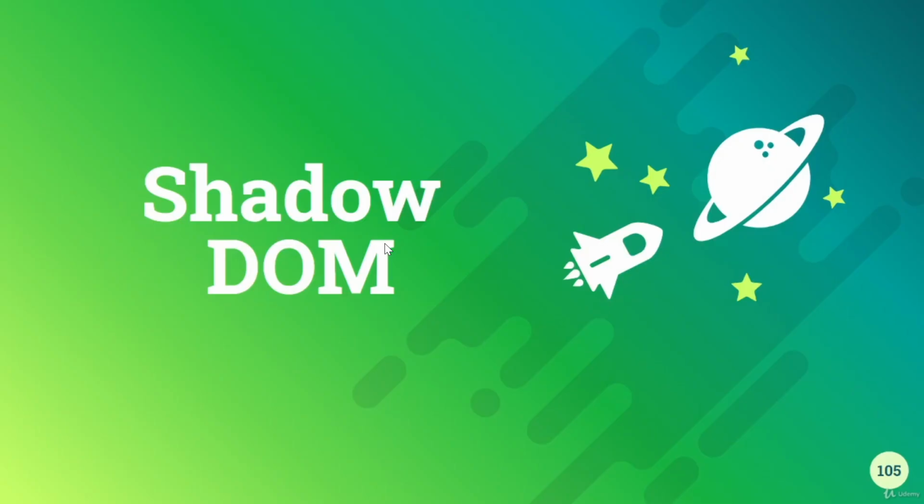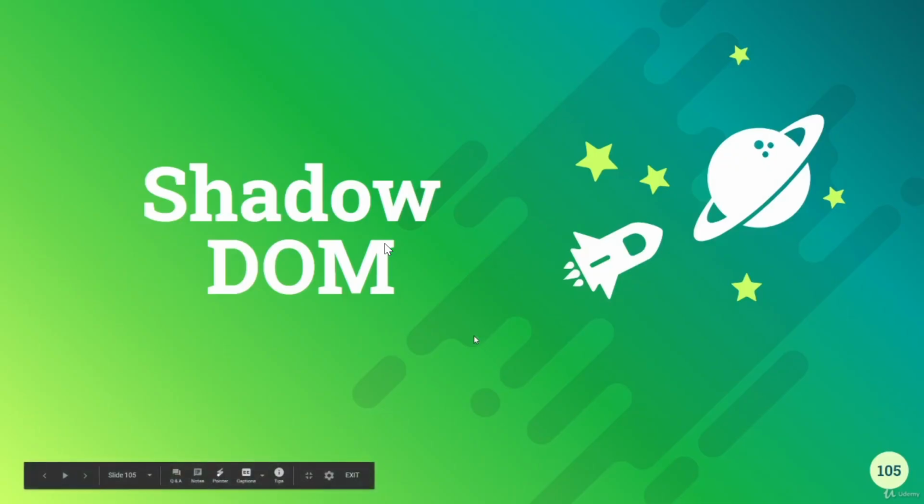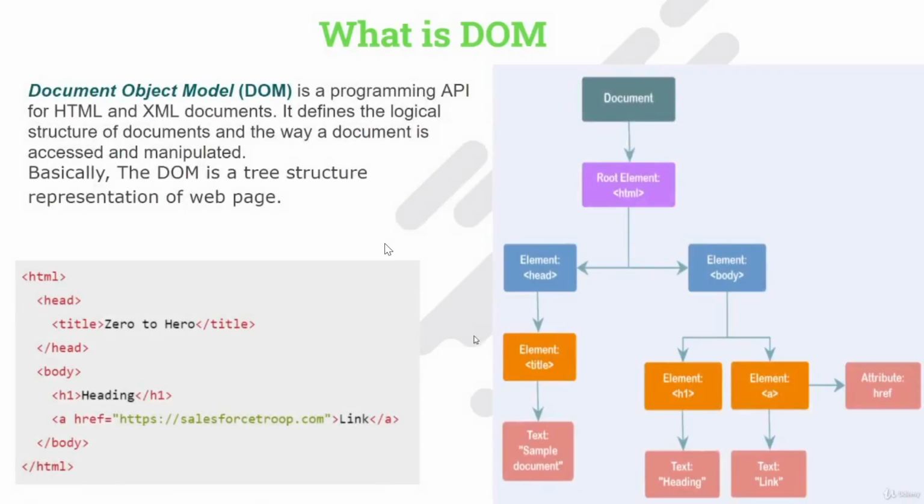In this video we'll talk about Shadow DOM. To understand the Shadow DOM, first we need to understand the DOM. So DOM is a programming API for HTML and XML documents. It defines the logical structure of a document and the way a document is accessed and manipulated. In simple terms, the DOM is a tree structure representation of the web page, and DOM stands for Document Object Model.